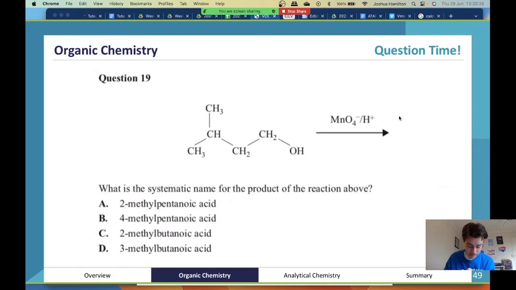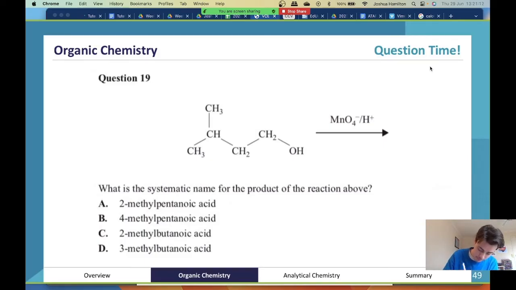So here's a really good question. What is the systematic name of the product that this reaction forms? Those of you at home, feel free to pause and take your time. Those of you here, I'm only going to give you 20 seconds. So go for it now. All right.